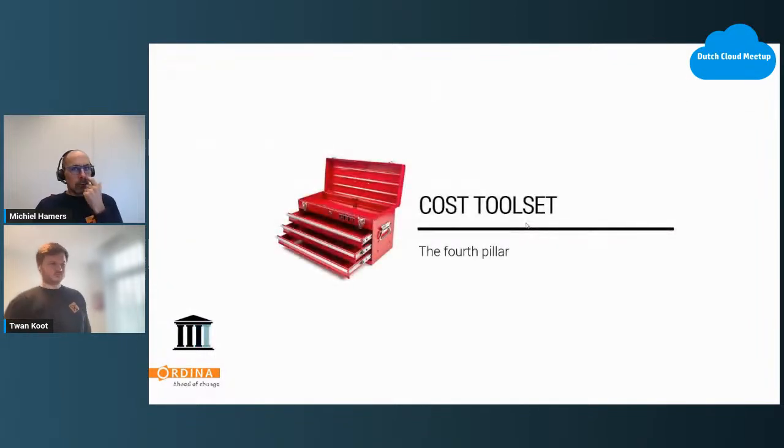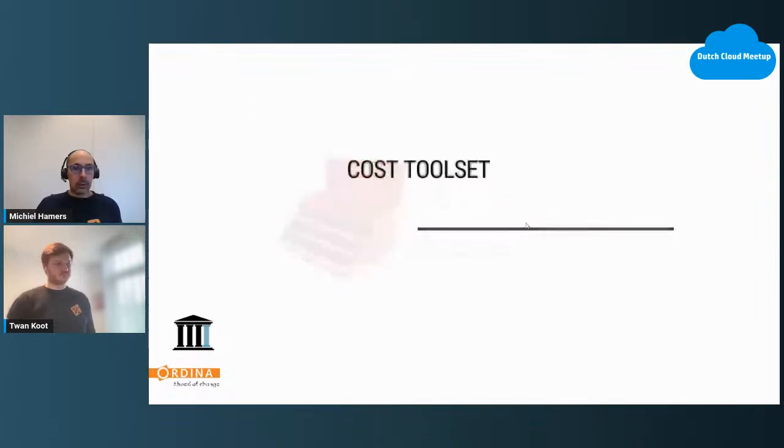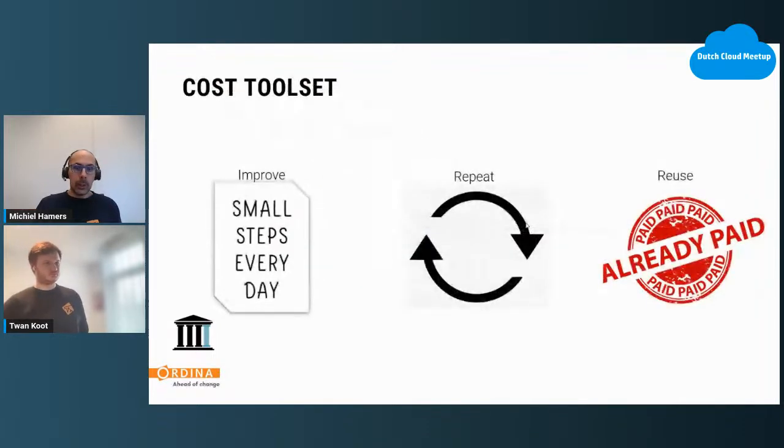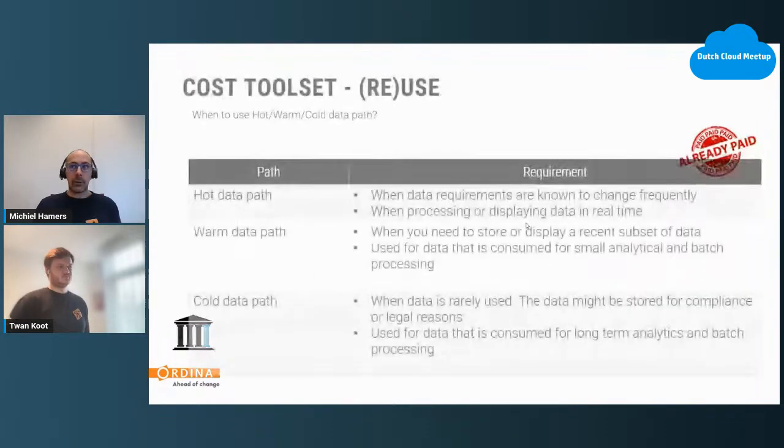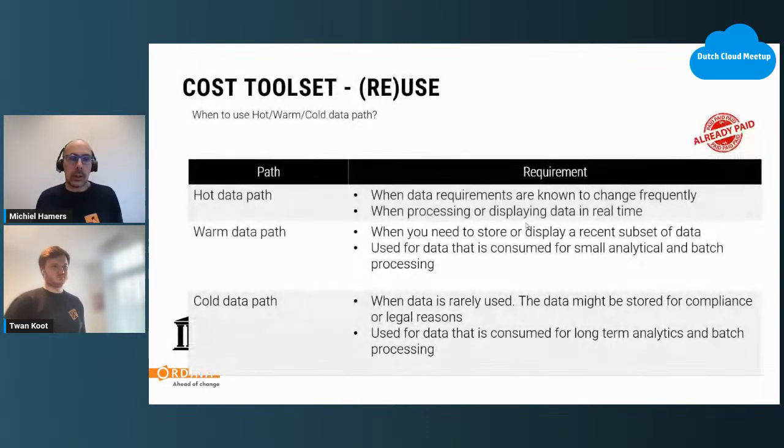Then we come back to the fourth pillar. The fourth pillar is the cost tool set. That's about improve, repeat, reuse. And let's check what we can already have in that tool set.